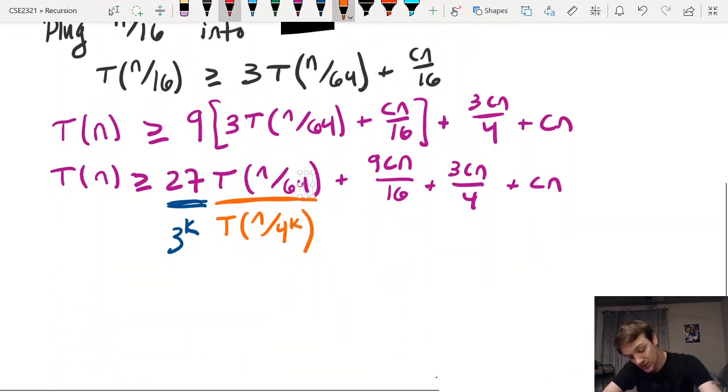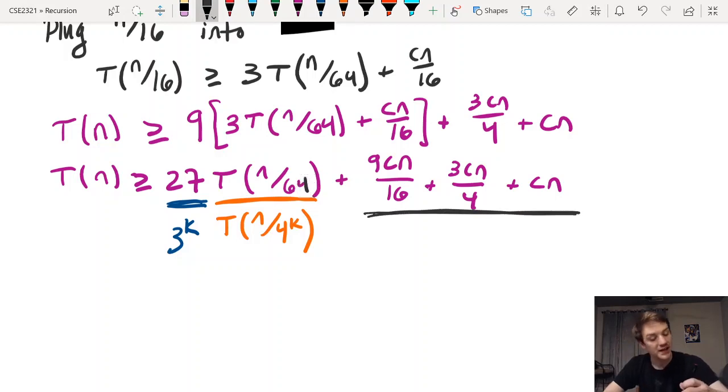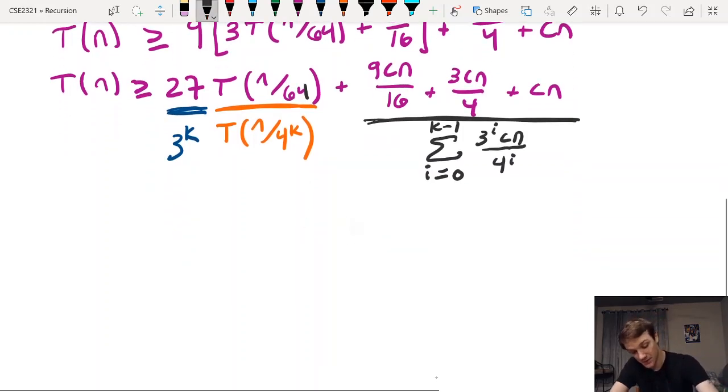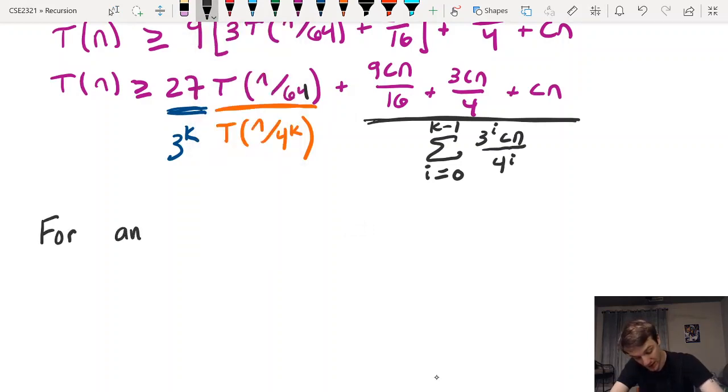And the remaining terms look like a summation. The sum from i equals 0 to k minus 1 of the things in the numerator, 9cn, 3cn, 1cn. That looks like 3 to the i times c times n. Over the denominator, 16, 4, and 1 looks like powers of 4, 4 to the i. So let's use all of that. So we have that for any value of k.